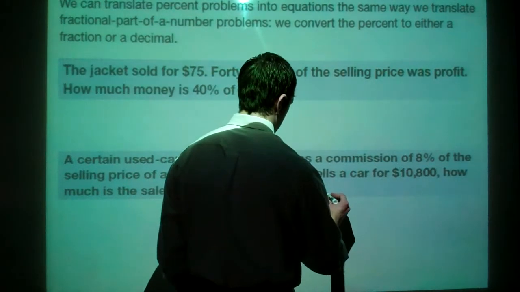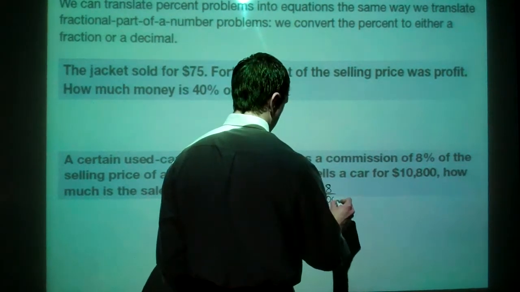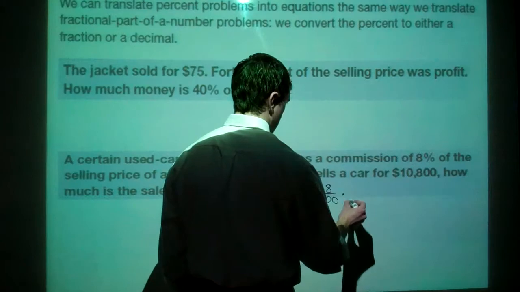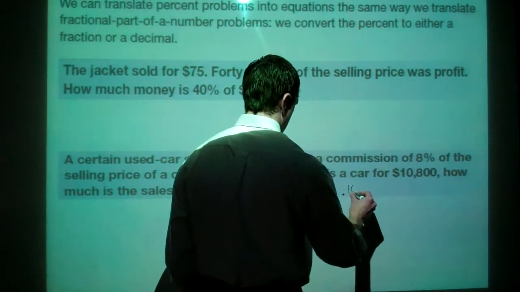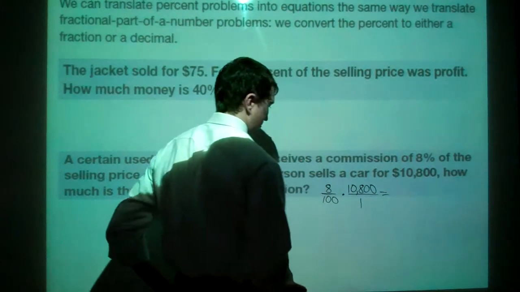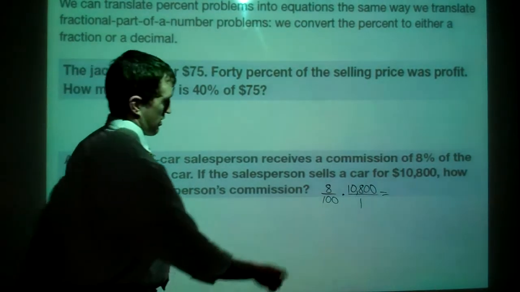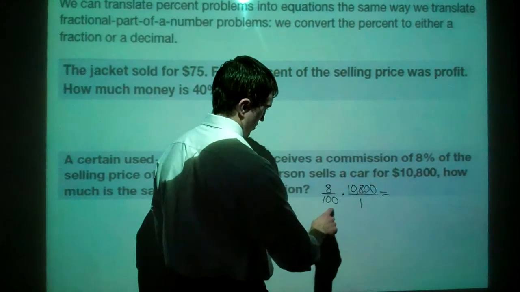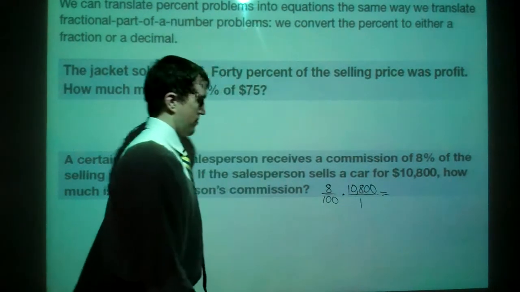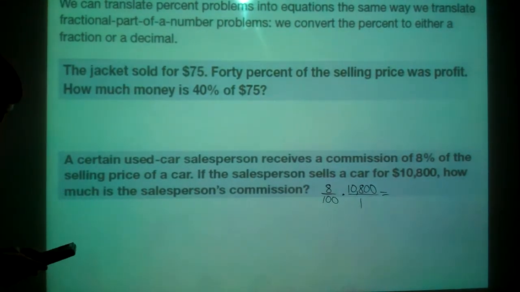8%, which is 8 out of 100, times 10,800 should be how much they made. Okay. I think this will be a good one to use 8 out of 100 because if we look, this is going to be divisible by 100. So if we divide by 100 on that little cross section there, we should get 108.